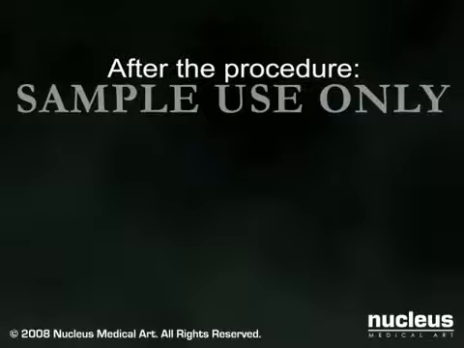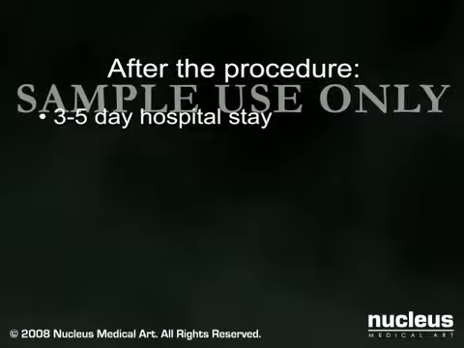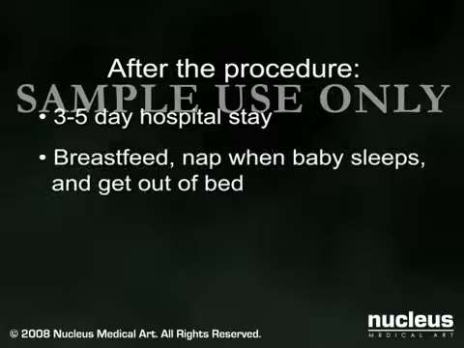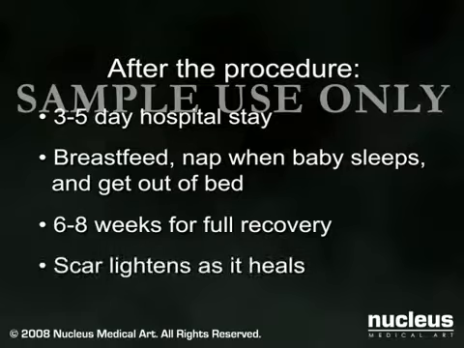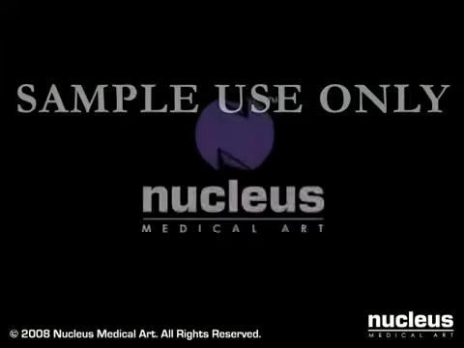The hospital stay after a cesarean section is usually 3 to 5 days. During this time, you will be encouraged to breastfeed, nap when the baby sleeps, and get out of bed often. While most patients are able to take care of their new baby soon after the procedure, full recovery may take 6 to 8 weeks. Your scar will lighten as it heals.